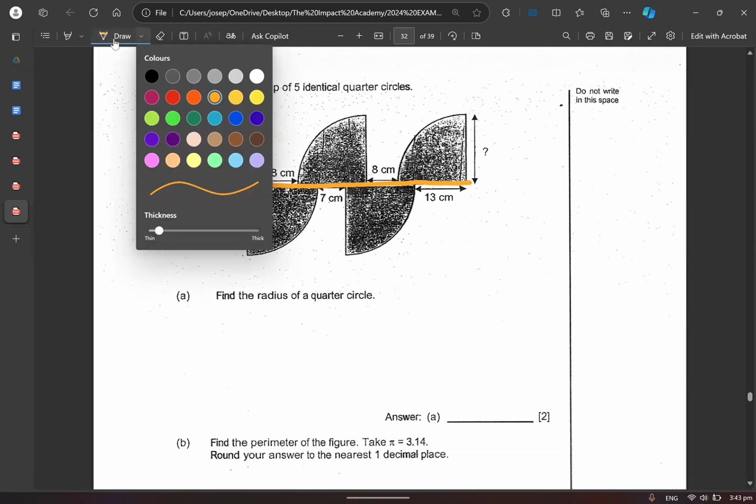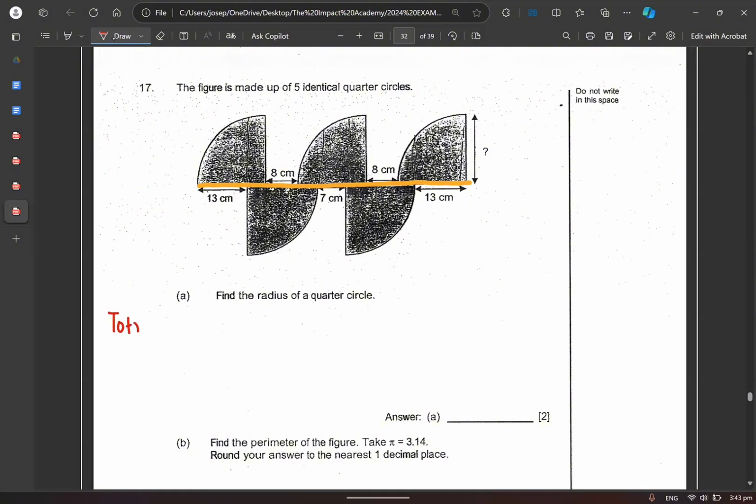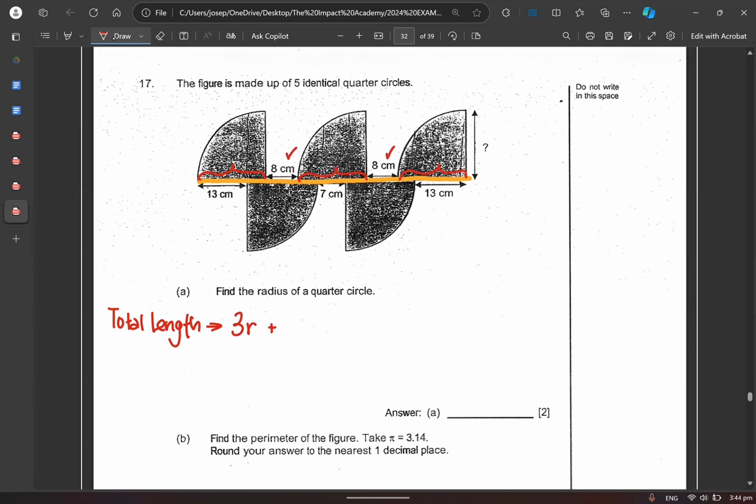This is the total length. Am I making sense? This total length is made up of a few things. It is made up of how many radiuses? One over here, so this is one itself. Two radius, three radius, right? So what I'm going to do is say 3 radius plus 8 plus 8. Am I making sense or not? That's the reason why I got to 16. Now, don't forget that you need to look at the other side.